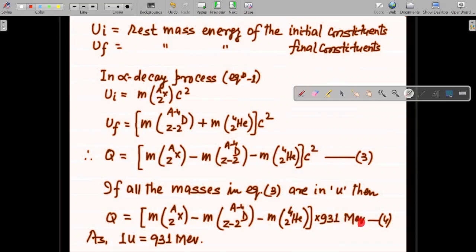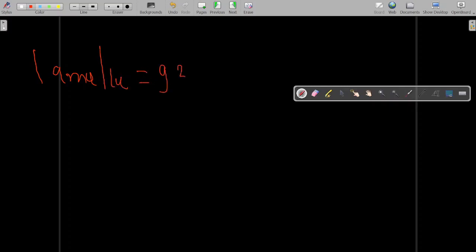Then you will get the value of energy in mega electron volt. So 1 atomic mass unit, or 1 unified mass, is equal to 931 mega electron volt. Okay, now let me tell you, 1 atomic mass unit or 1 unified mass is equal to 931 mega electron volt.